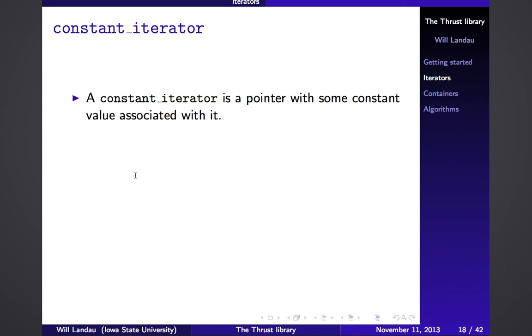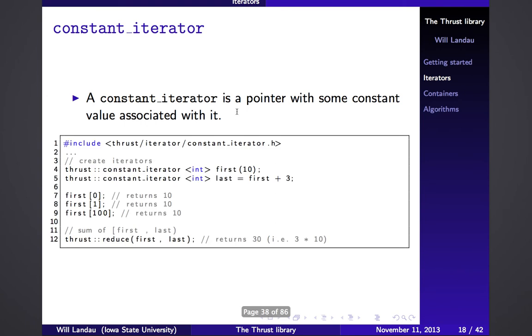Now, there are some other fancy iterators that are used as if they were arrays, and you'll see that. There's one called a constant iterator, which is a pointer, but with other stuff, right? Iterators don't just have pointers. And some of that other stuff associated with it is some constant. And here's an example of a constant iterator.